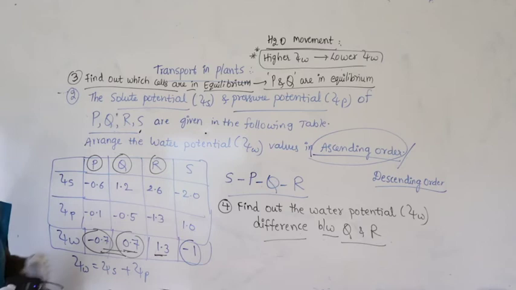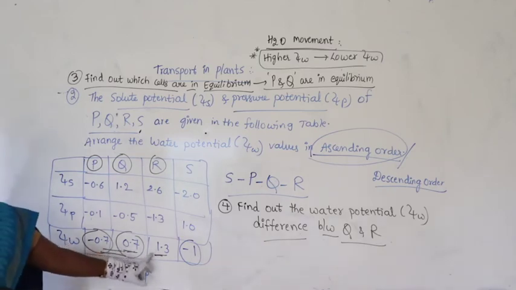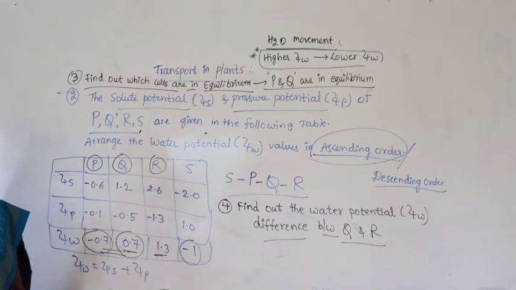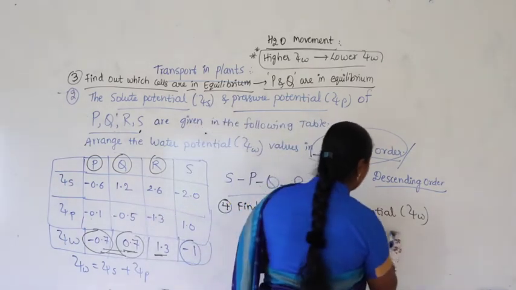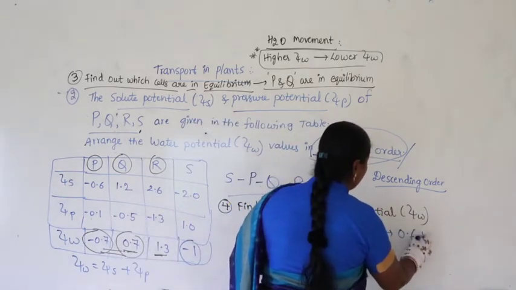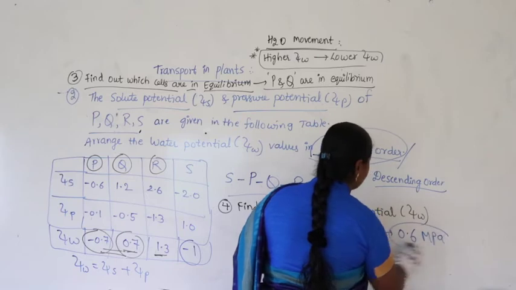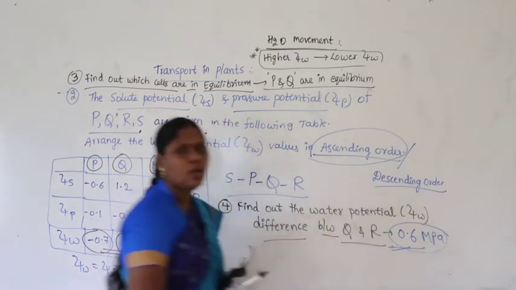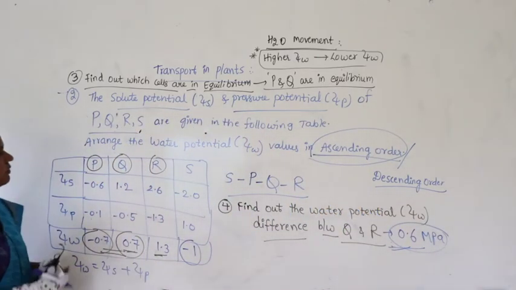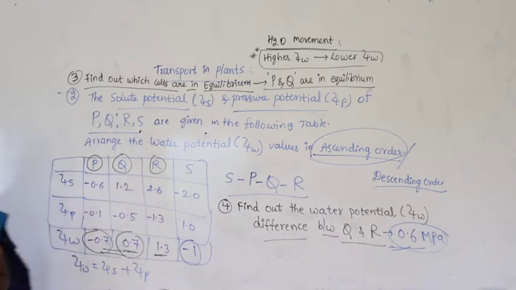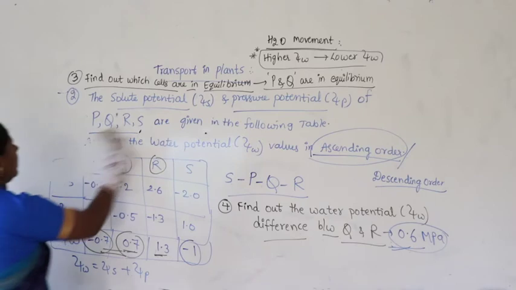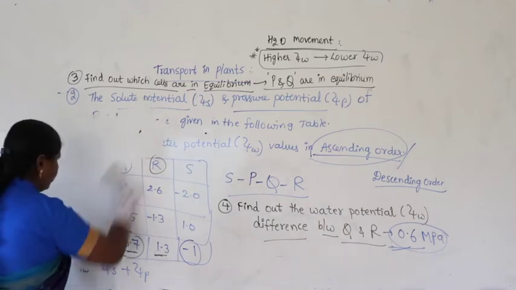So, if you subtract 0.7 from 1.3, 1.3 minus 0.7, approximately you will get 0.6. So the value between these two is 0.6 megapascals. This is how, using the same thing, you have to go with water potential values. Now, let us go with the other one.